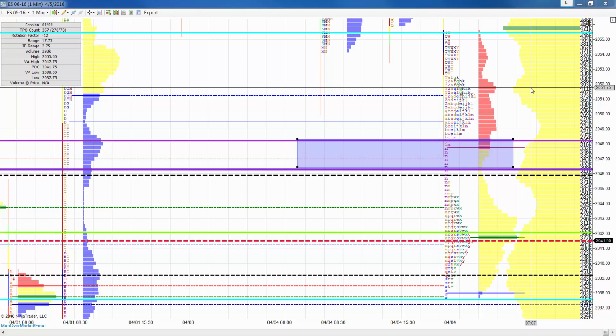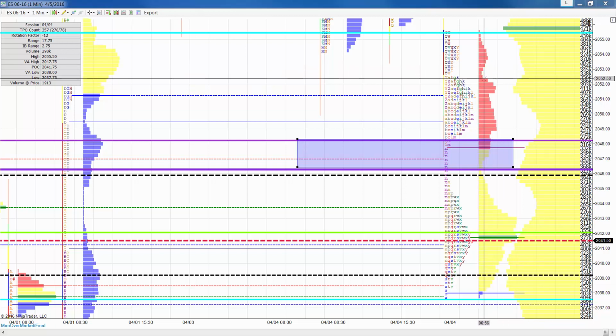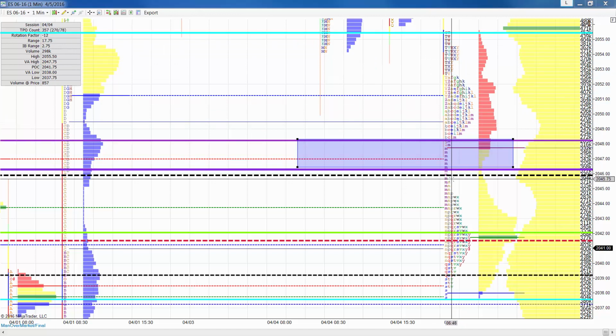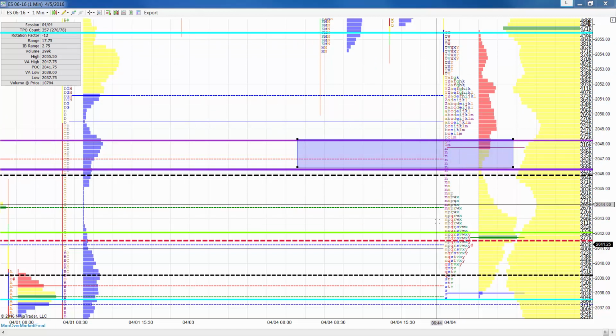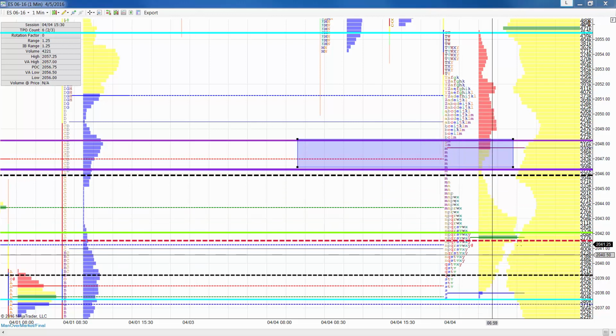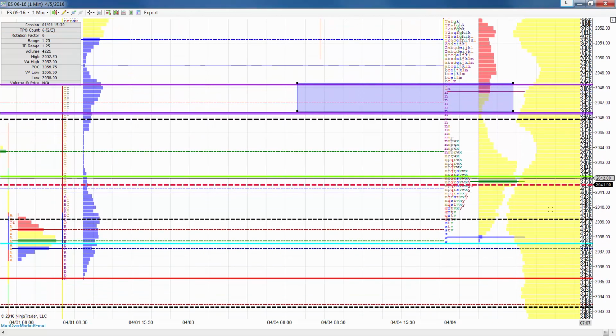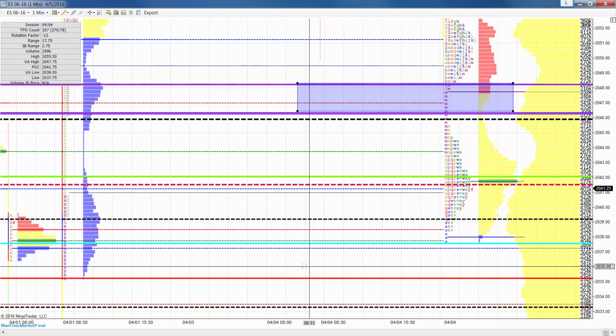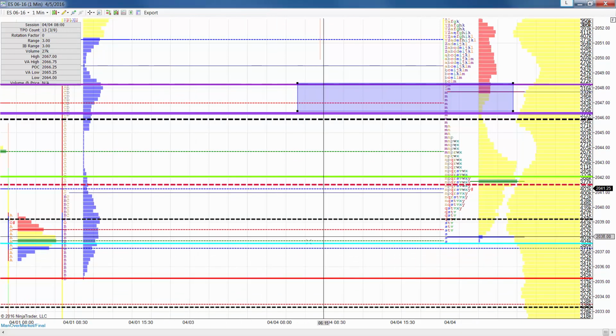So this morning is going to be a little more difficult just because we got this double distribution look here on the profile. Got a high at 2055 1/2. The problem is I got a buy zone from 2042 all the way down to 2032. So I'm really looking for the market to consolidate.